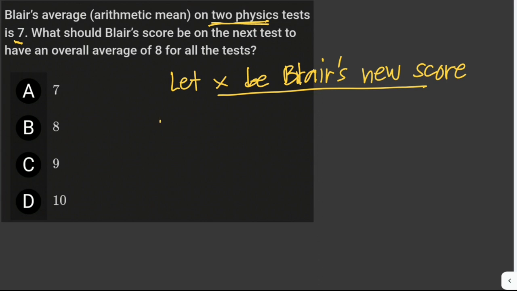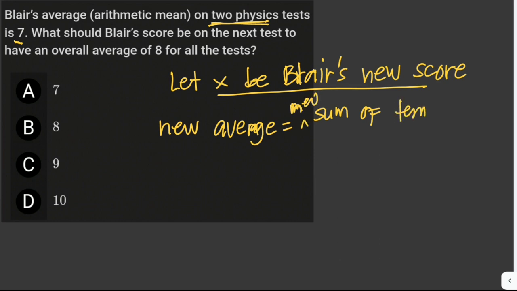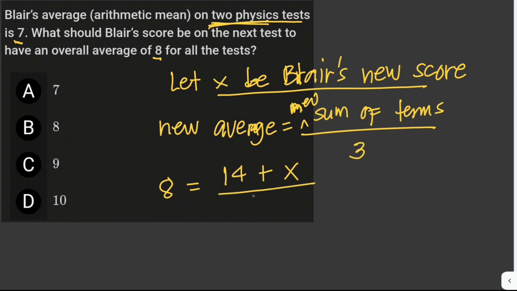So that would be new average equals new sum of terms divided by 3. So the new average is just equal to 8. It says here 8 equals the sum of terms. We already got the sum of the previous 2 terms, which is the 2 physics tests, that is just equal to 14, plus the new score, which is X, divided by 3.